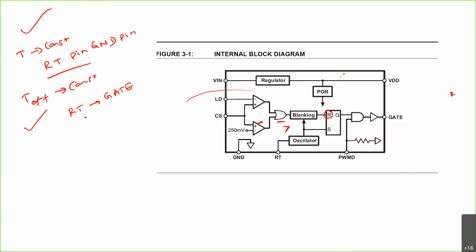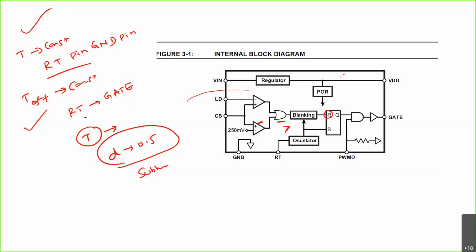No. Actually, in constant T control, the disadvantage is instability. When you are operating with duty cycles greater than 0.5, there will be some instability in the controller. Due to that, as you might have studied, subharmonic oscillations will be induced in the controller.